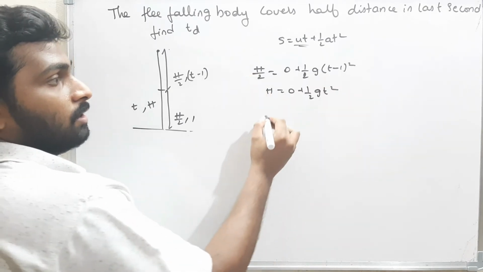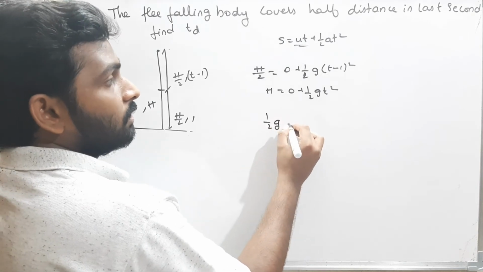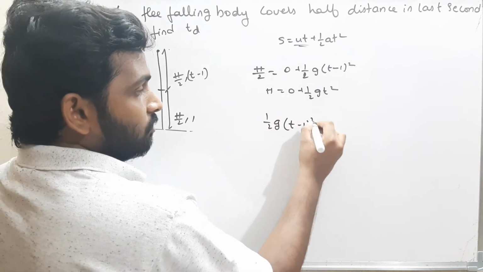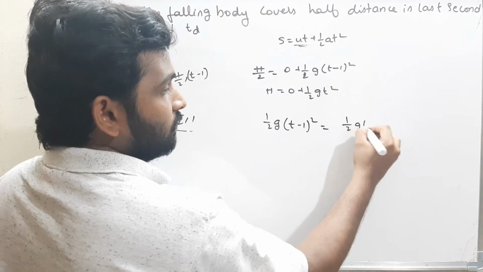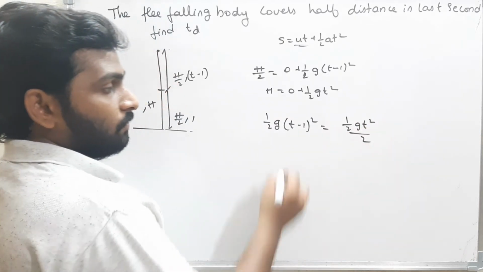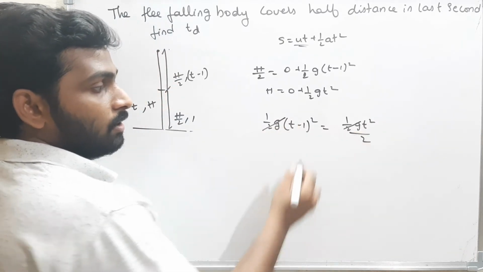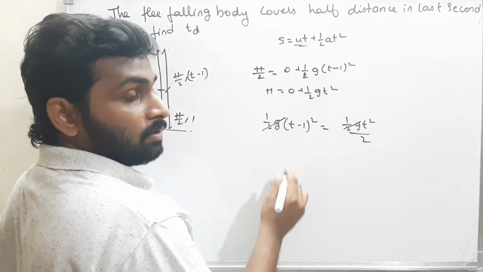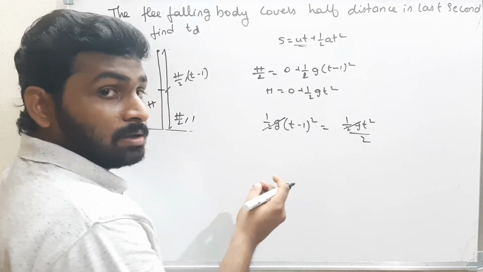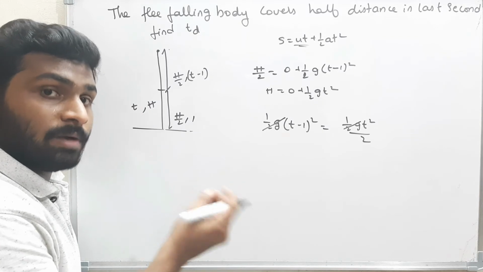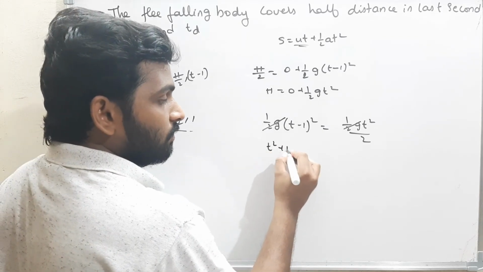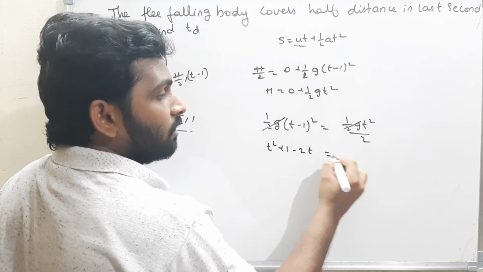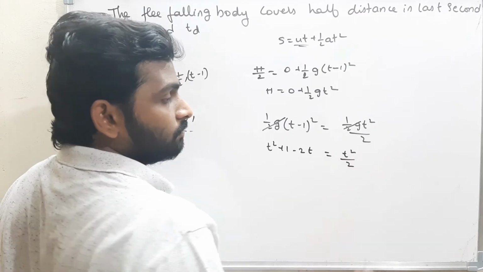And now what is that? Half g (t minus 1) whole square is equal to half g t square by 2. Therefore half g cancels off. Now what is (a minus b) whole square? a square plus b square minus 2ab. Therefore t square plus 1 minus 2t is equal to t square by 2.